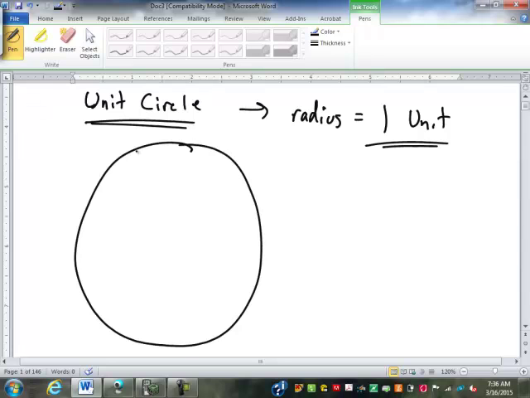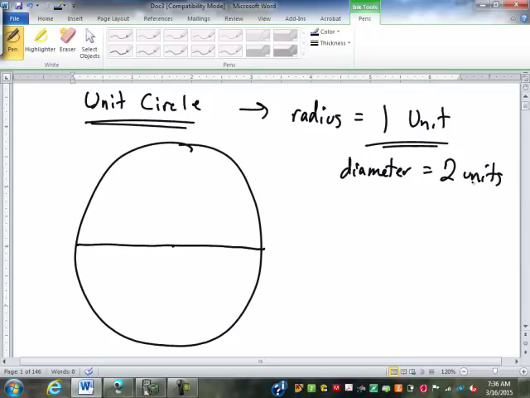Let's pretend that this is a unit circle, which means its radius is 1. If I put in a reference diameter across here, what is its diameter? 2. Very good. So it's 2 units.